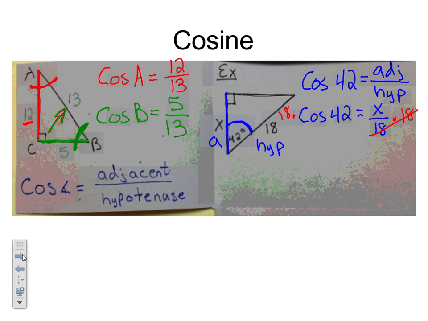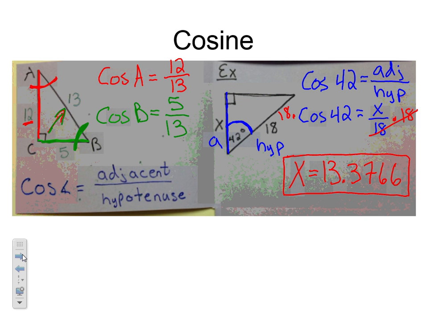Now we're going to type in our calculator 18 times the cosine of 42. When we plug that in, we're going to find that x equals 13.3766. All right, plug that right in.